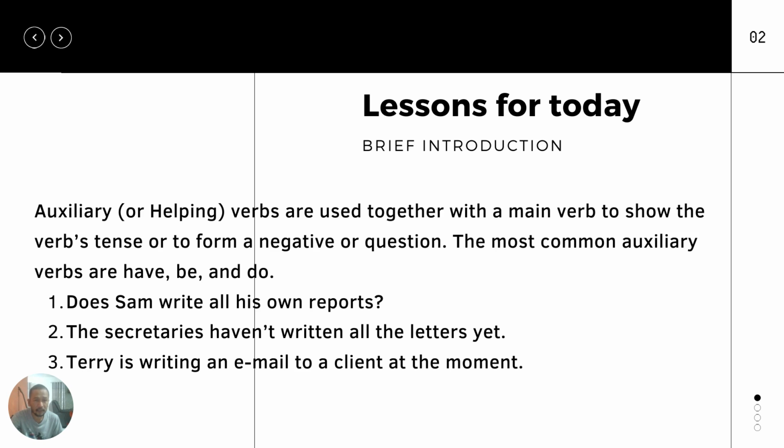So the lesson for today: auxiliary or helping verbs are used together with the main verb to show the verb tense or to form a negative or question. The most common auxiliary verbs are have, be, and do. Does Sam write all his own reports? The secretaries haven't written all the letters yet. Terry is writing an email to a client at the moment. So these are the examples. Basically, auxiliary verbs can be in positive and negative statements and also in question form.